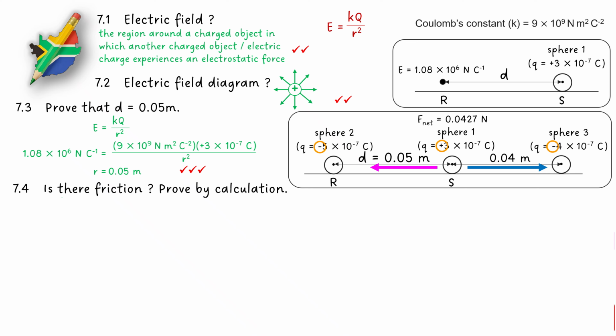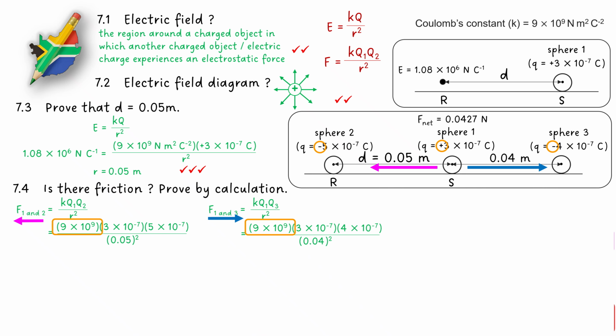We are then asked if there is friction on the surface or not, and we need to deduce this by calculation. Now, if there was no friction, then the difference in these forces will exactly equal the net force given to us. So let's calculate the two electrostatic forces acting on the middle sphere and then subtract them to see if the difference is equal to the net force given to us. The force between two charged spheres is equal to kq1q2 over r squared.